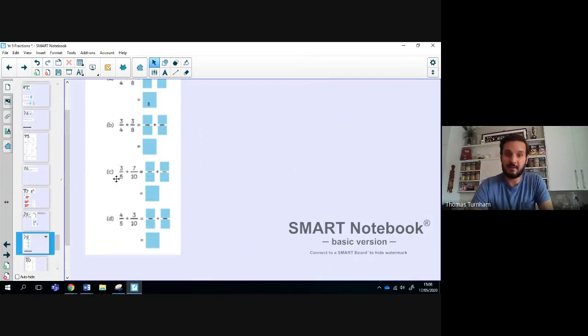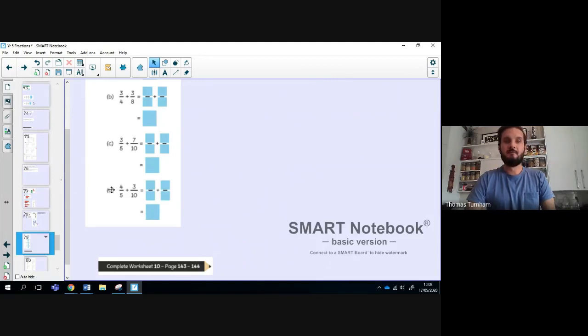Brilliant. So we're going to do the same thing, 5ths and 10ths. We're going to multiply this by 2 to get twice as many parts, which means we multiply the numerator. So we're talking about 3/5 being the same as 6/10. 6/10 plus 7/10 is 13/10, or 1 3/10.